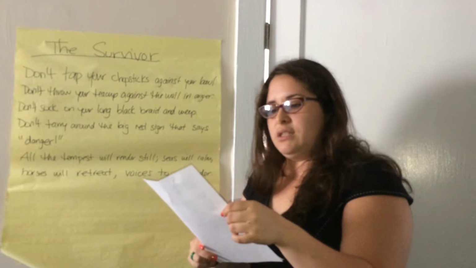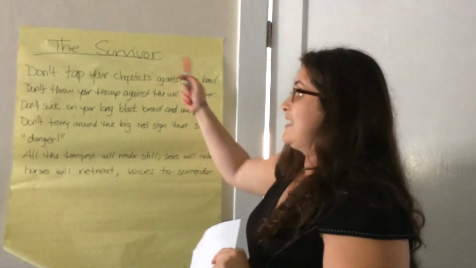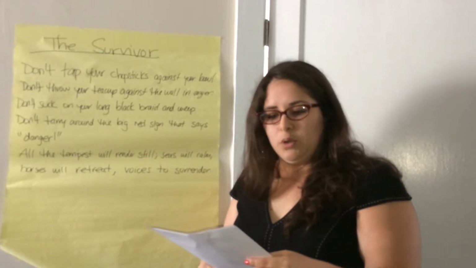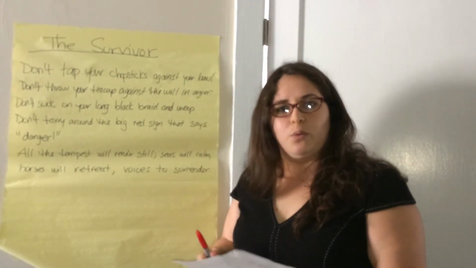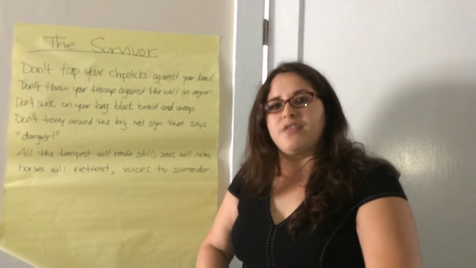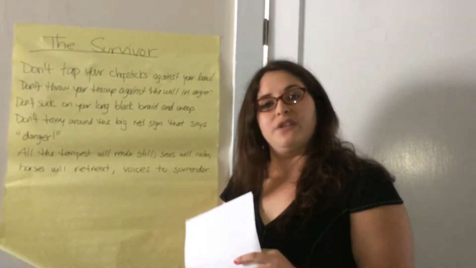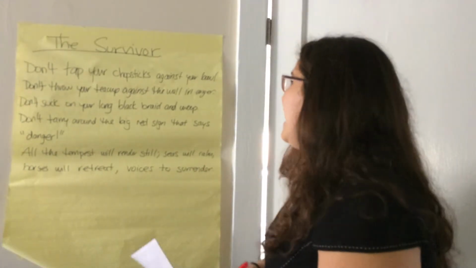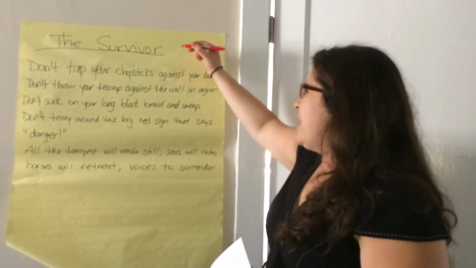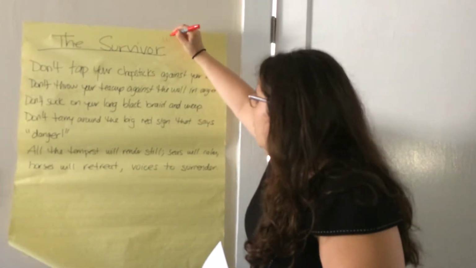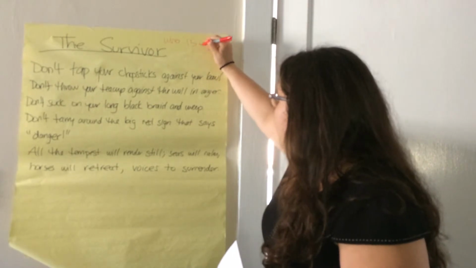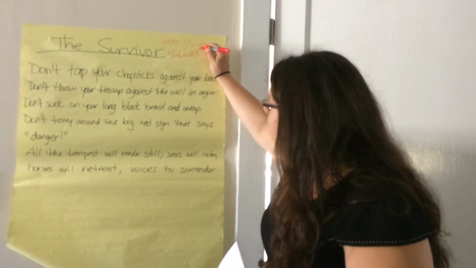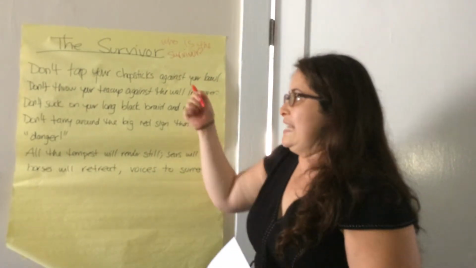So the first thing that we're going to do is address the title, which is The Survivor, right? So when we think about that title, we're going to come up with two different questions that we want to ask that we will later answer after we finish reading the rest of the poem. So the first question I can ask is, who is the survivor? Who is that person? And how am I going to identify who that person is in the poem?